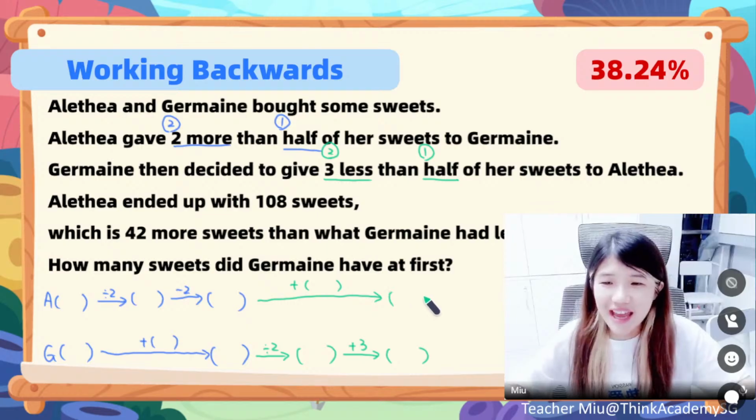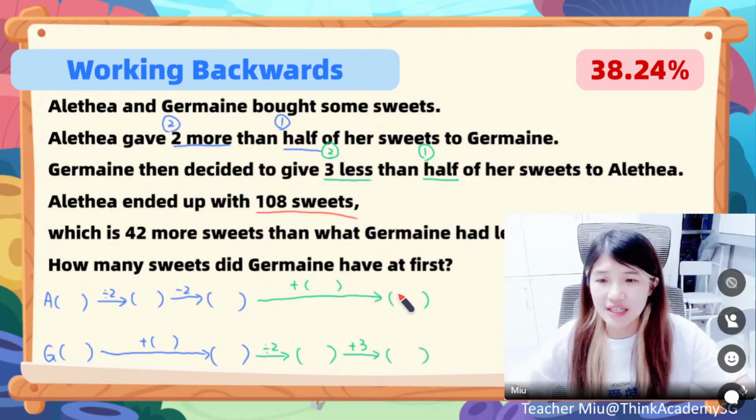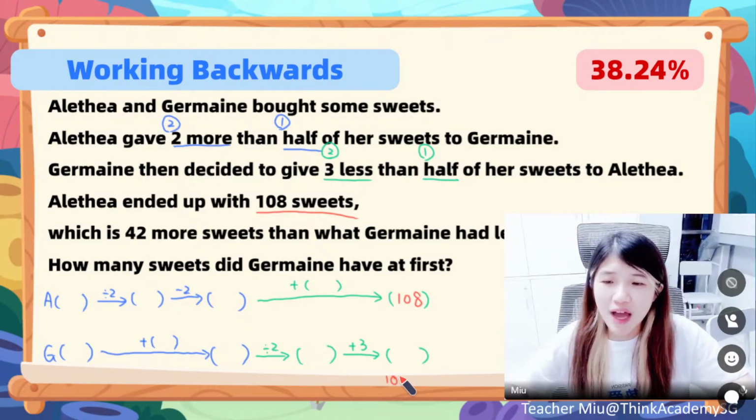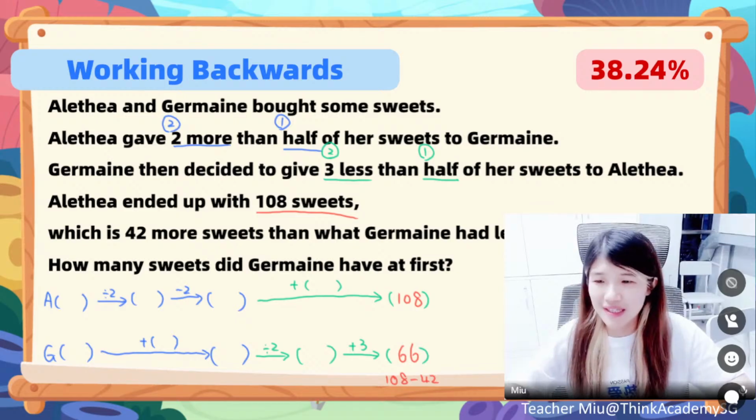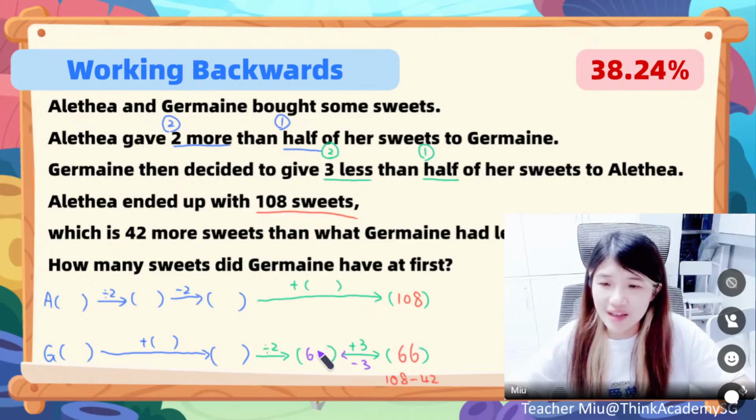And in the end, they have some candies. It says, in the end, A has 108 sweets. This is 108 sweets, and which is 42 more sweets than G. So for G, it's supposed to be 108, take away that 42 more, which is actually 66. Now we can just work backwards. I use another color to show you how to work backwards. Plus 3, we work backwards, supposed to be minus 3 to go to 63.